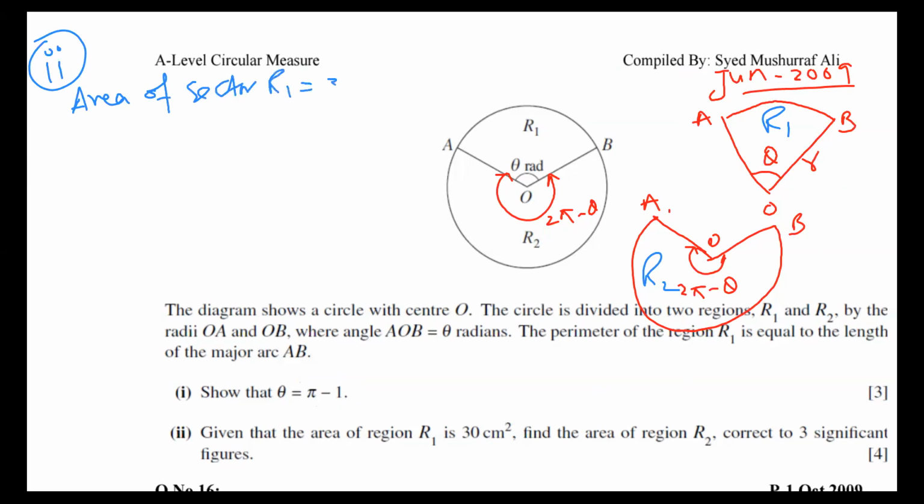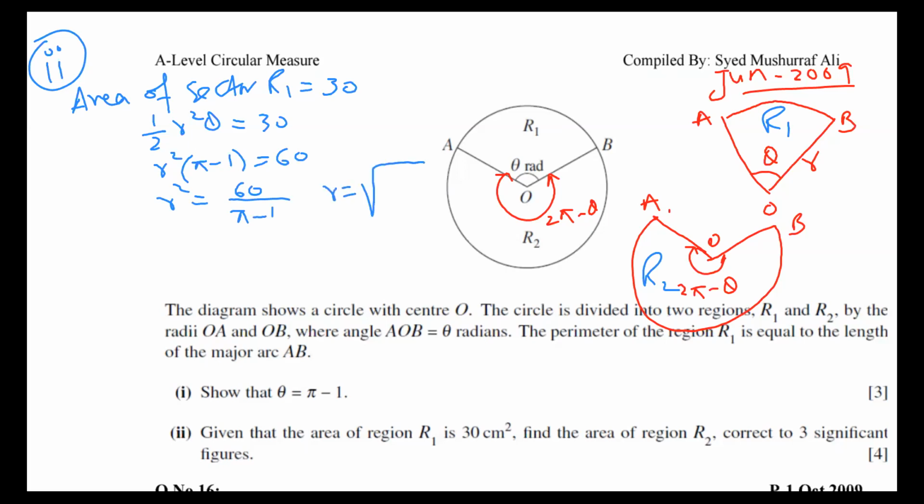R1 is 30. And what is the formula? Half R squared theta. The 2 goes there, R squared, theta value is pi minus 1. This 2 multiplied on the other end becomes 60. This constant will go to divide because pi is constant, R1 is constant. So no tension at all, 60 by pi minus 1. So R is the root of 60 by pi minus 1. Either you keep it as it is, no change at all. Best idea, keep it as it is.